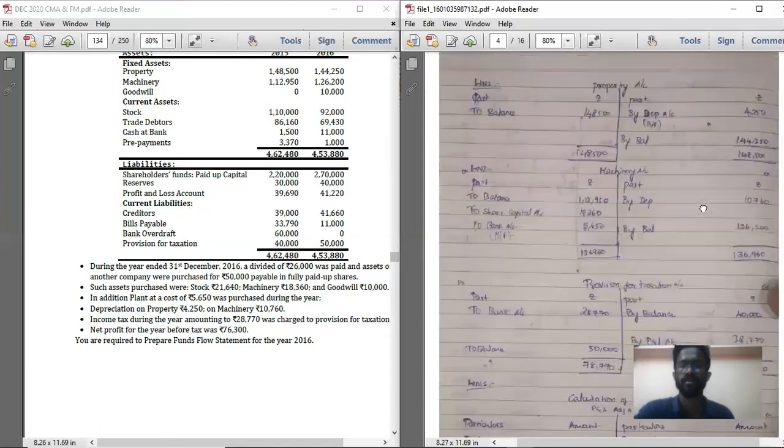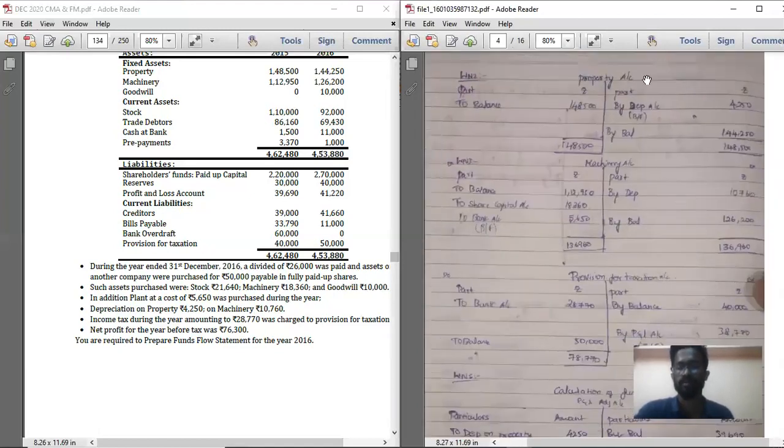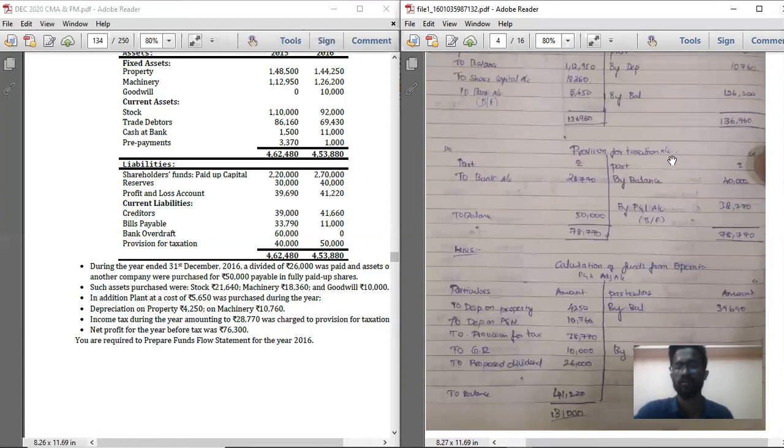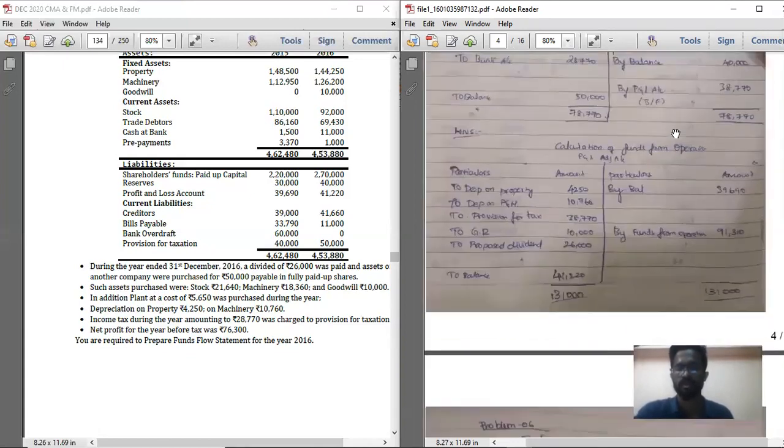Next, one by one statement, just take it down. Property, machinery, then provision for taxation, funds from operation. I think so.